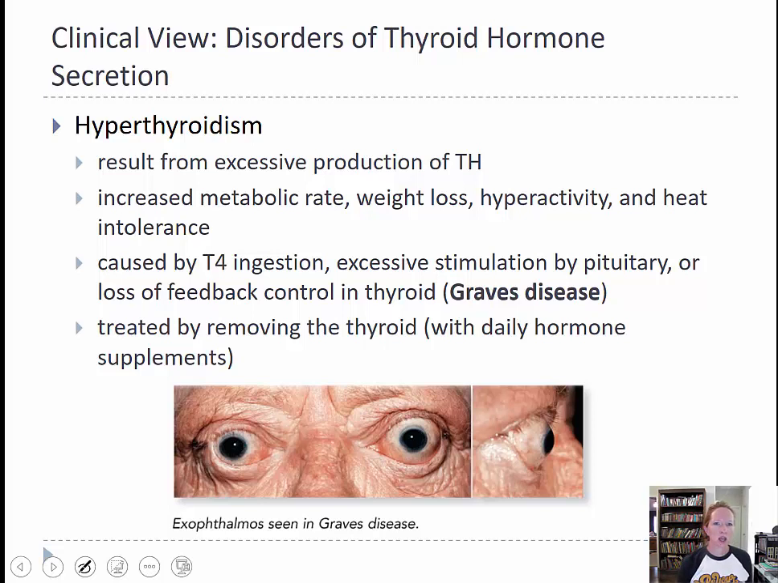Let's take a look at some of the clinical disorders that might come about if we are not producing enough thyroid hormone, or if we're producing too much thyroid hormone. So this is looking at hypersecretion or hyposecretion of the thyroid hormone. This specifically is looking at hyperthyroidism, where you have an excess production of T3, T4. So obviously, if you have more T3, T4, that means you have more effects that are happening.